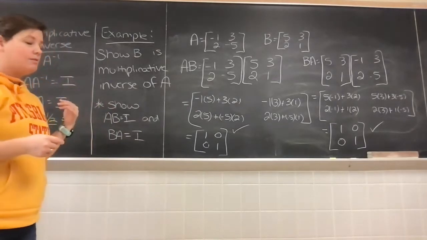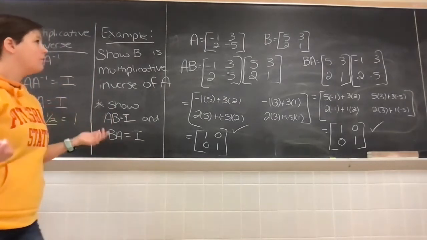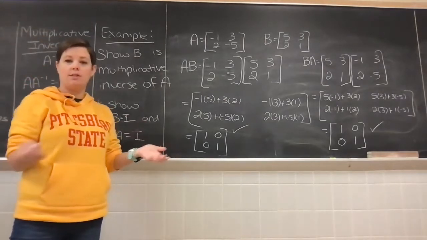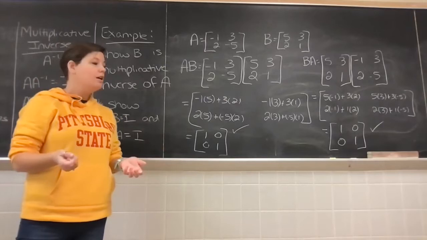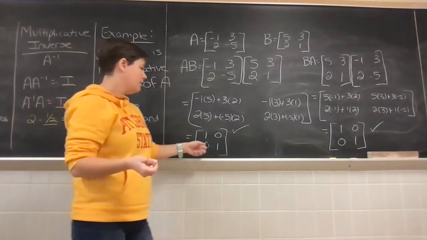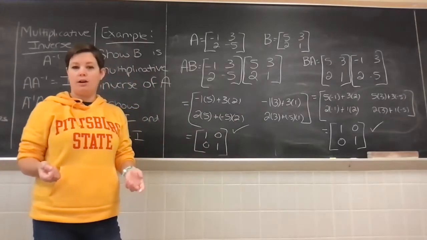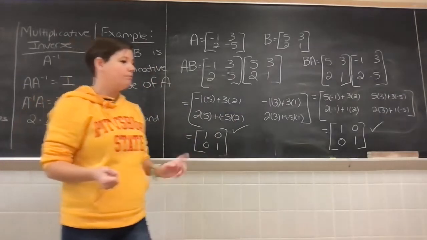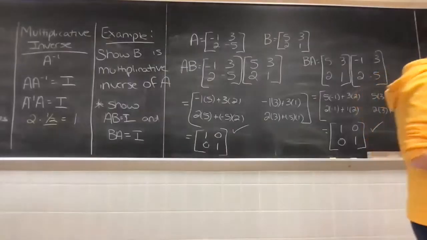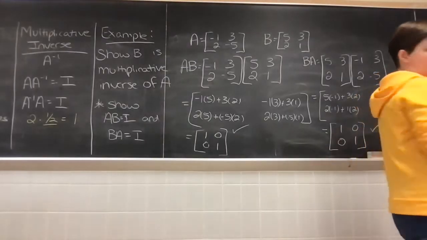So this is nice. These are the problems where they give you both of the matrices and they just ask you to verify that they are. If at any point we would have gotten something that wasn't the identity matrix, then we know that they are not multiplicative inverses. So let's go to the back of the room.